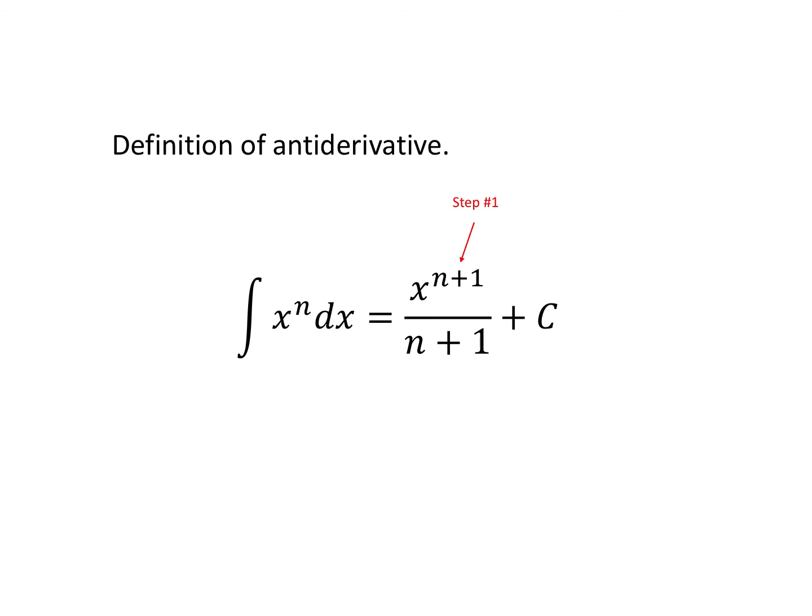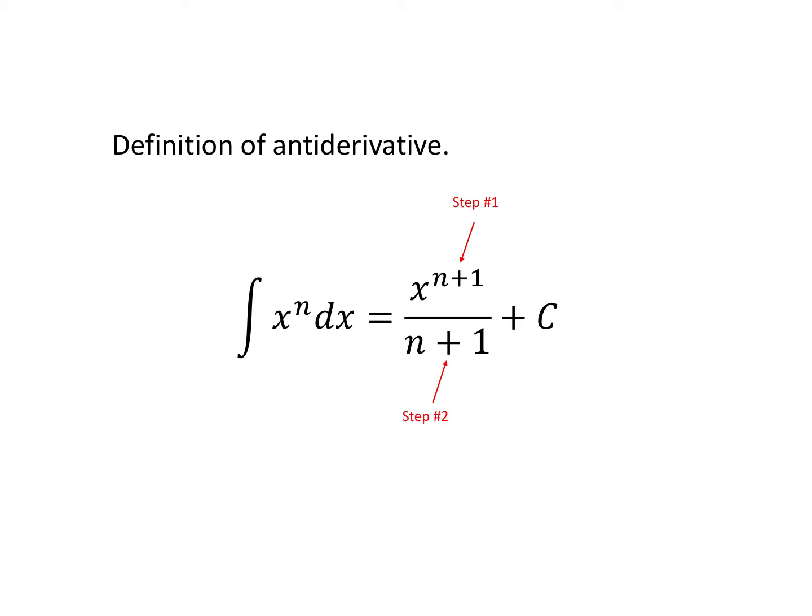Now let's look at an antiderivative. Initially we use this elongated s symbol. That's actually the integral, but for purposes of this lesson, we're going to call it the antiderivative. The antiderivative of x to the n dx. The first thing we do here is not to take the exponent and stick it out in front. The first step here is to increase the exponent by 1. So step 1, increase the exponent by 1. Step 2, divide by that new exponent.